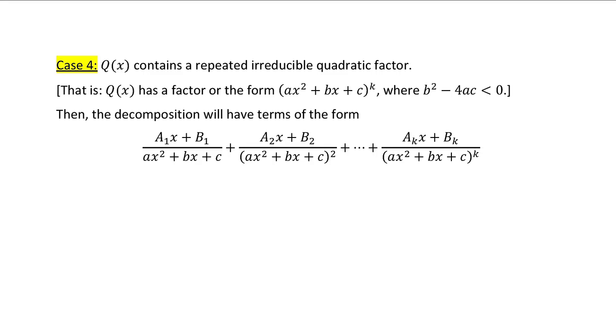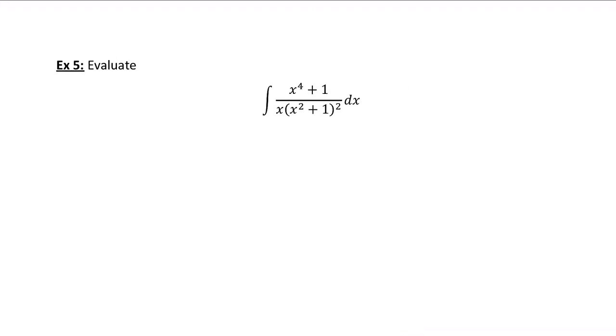So as I was saying, that's the case we're going to look at now. And of course, keep in mind that by irreducible, I mean that b squared minus 4ac is less than 0. Okay, perfect. So let's do this. Here I have this integral: the integral of x to the fourth over x times (x squared plus 1) squared.